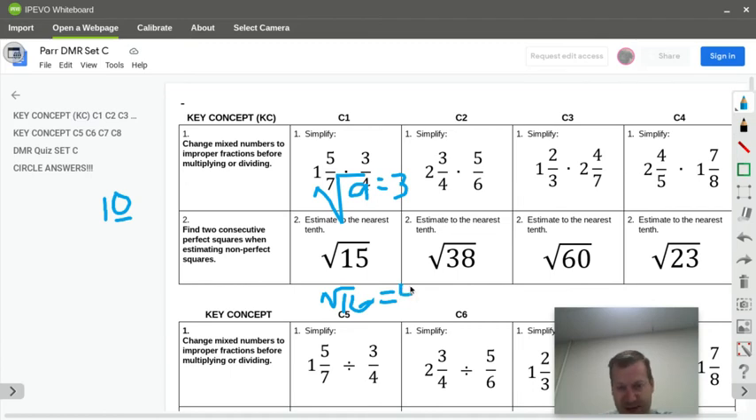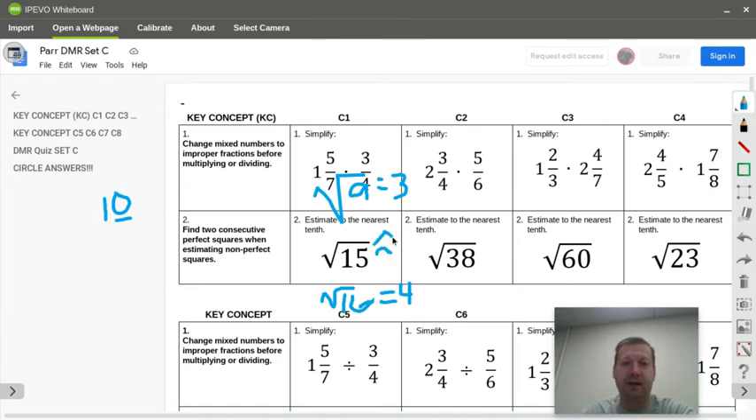That does not mean that it's 3.5. It is not always 3.5. As you can see, 15 is much closer to 16 than it is to 9, so my answer needs to be closer to 4 than it is to 3. So I need an answer of 3.8 or 3.9.